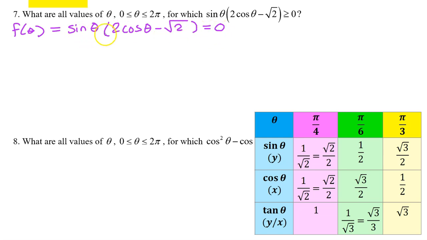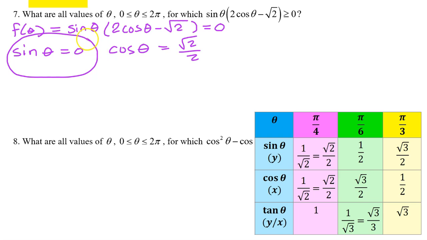And since this is already written in factored form, we can find where f of theta is equal to 0 by setting sine theta equal to 0 and solving, and by setting 2 cosine theta minus radical 2 equal to 0 and solving. For that second one, I'm going to do part of this in my head. We would add radical 2 to both sides and then divide by 2. So that will give us cosine theta is equal to radical 2 over 2.